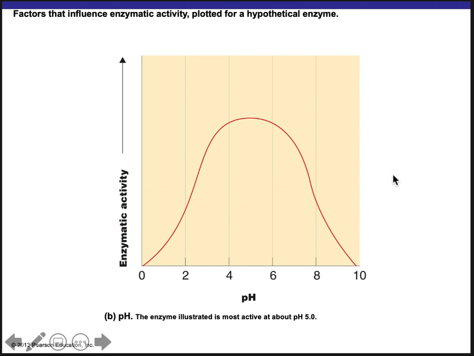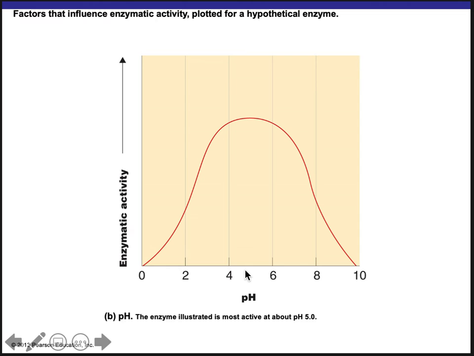Okay, pH is a little different. It's a little more even on both sides. So becoming too acidic or too alkaline can denature your protein, right? Because it's also going to change the interaction of bonds. In this case, now we're thinking about the amino acid side groups and how they behave with one another.